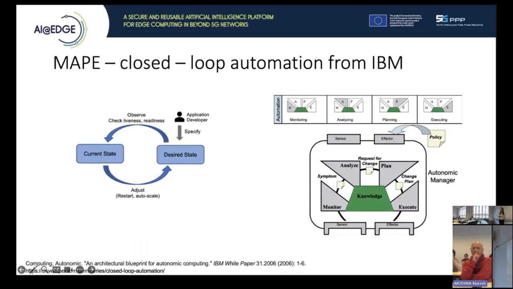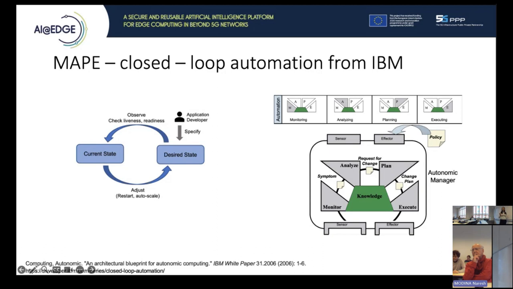If we focus on the closed loop, the general idea is that we have a current state, and then we will try to do some data monitoring in order to analyze this state and, for example, in normal working conditions, go to the desired state. For that, we sometimes should take some decisions. And for that, we are introducing the MAPE loop, which is composed of a set of components.